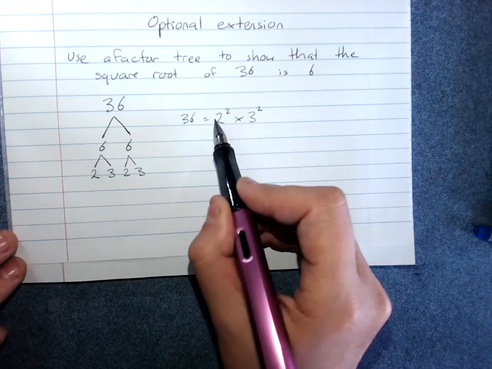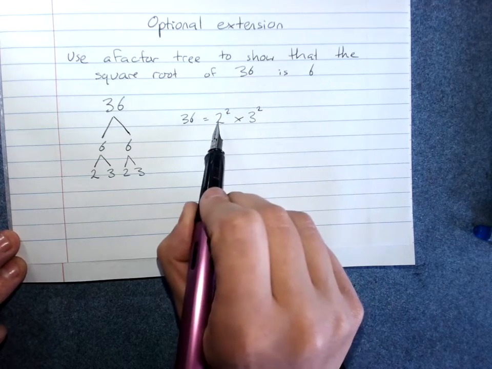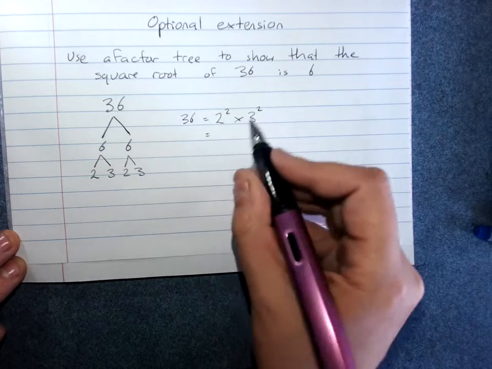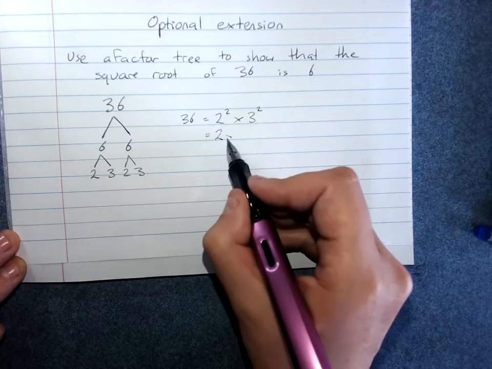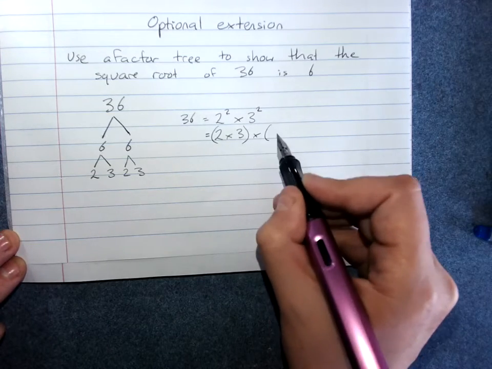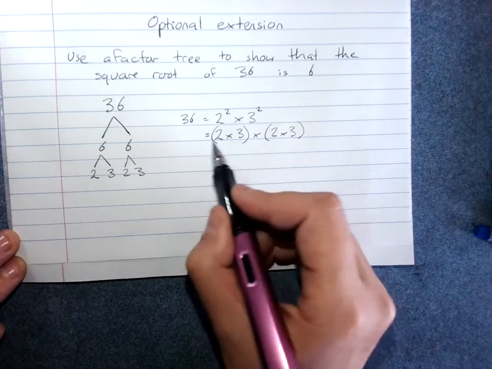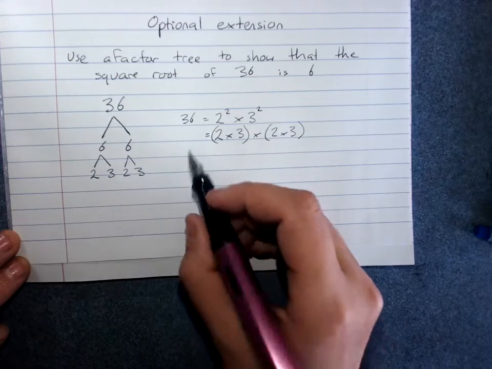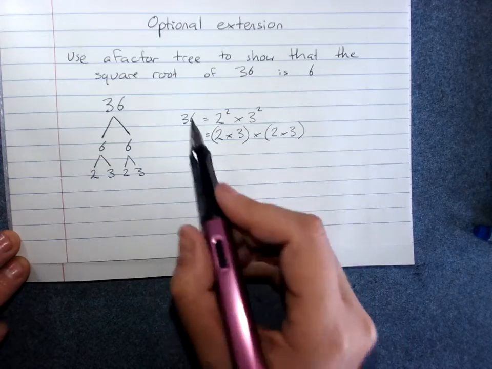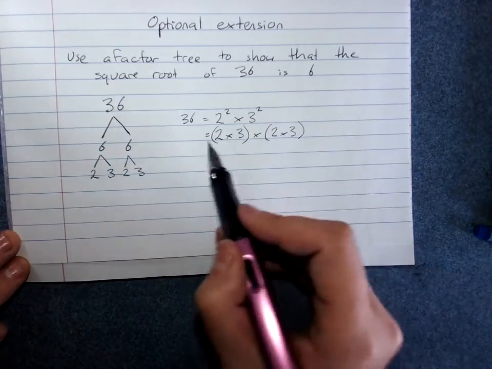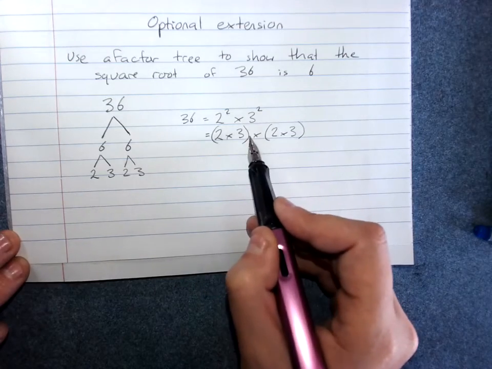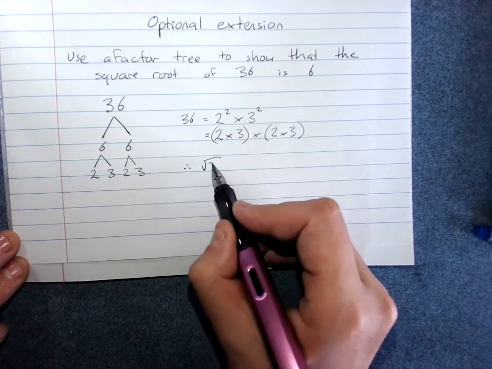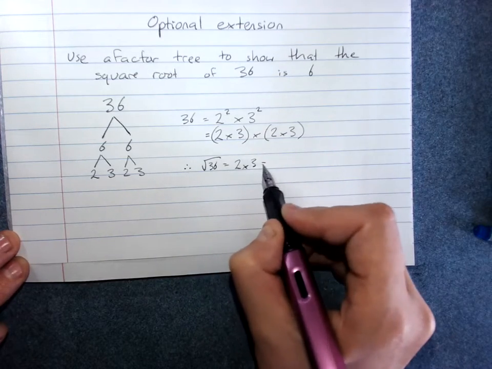Now, anytime you've got a set of prime factors where you can split it into 2 identical groups, 2 times 3 times 2 times 3, you know that one of those is the square root, because the square root says, what did I multiply together, what identical number, to get this? 2 times 3 was multiplied by 2 times 3 to get 36.